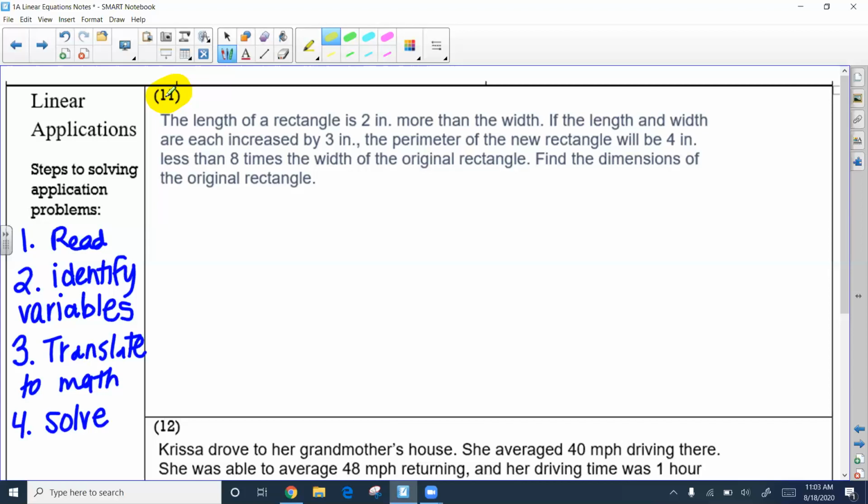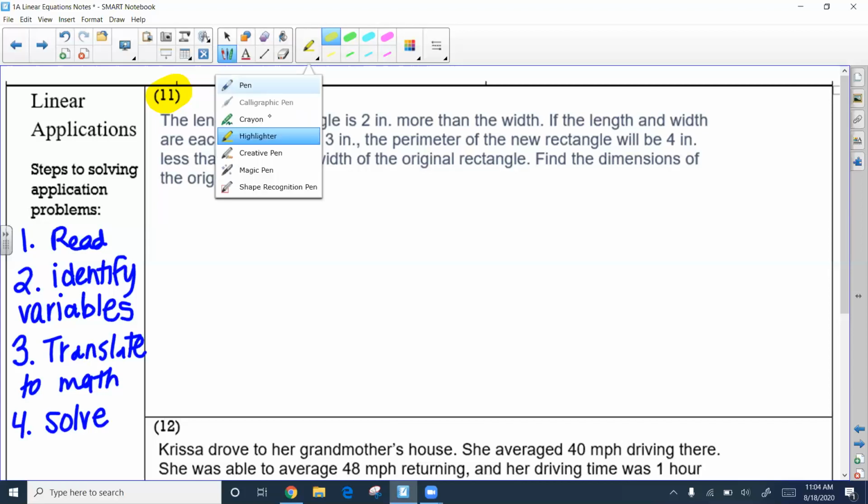Hopefully you had time to write that down. Let's set this up. I read it to you a couple times, so we want to make sure we always read the problem. So we did step 1, we read it. Now step 2, we want to identify the variables.